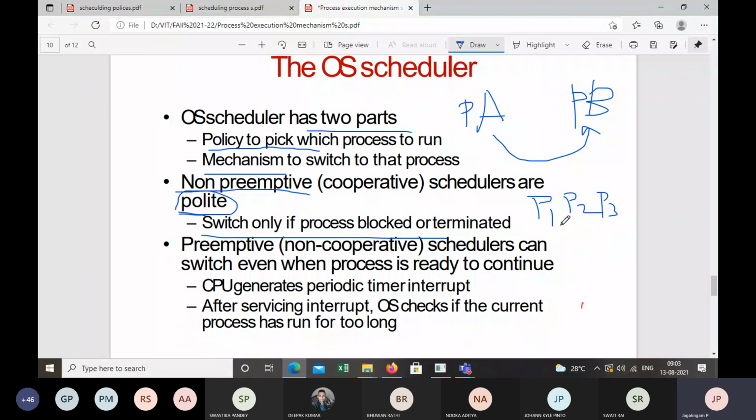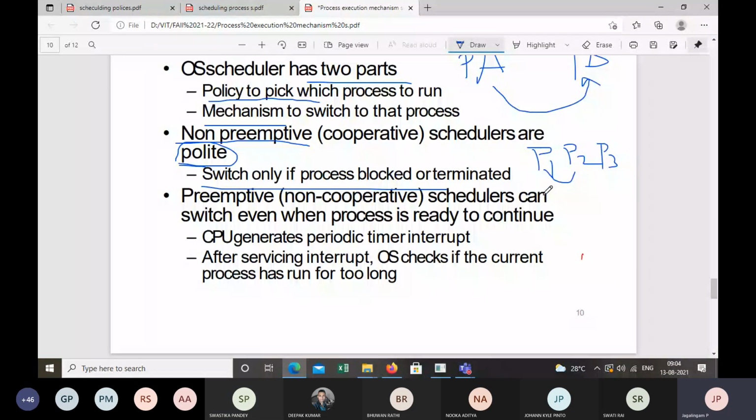Let's say that you want to switch from process P1 to P2. The non-preemptive scheduler will not switch until the process P1 cannot execute. Only in that situation will the non-preemptive scheduler switch from process P1 to P2. Okay.